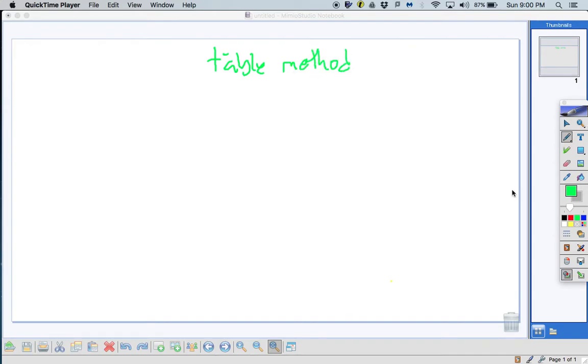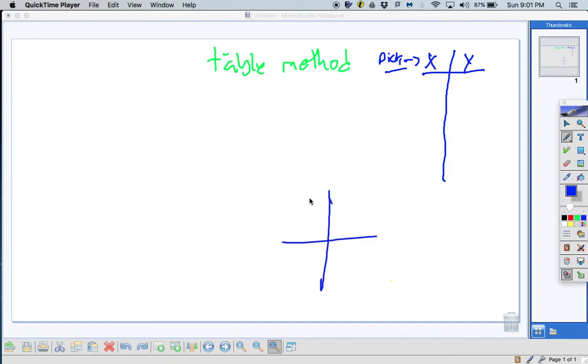It is called the table method because you're going to make a table. Typically we make a t-table, but you can make any table you want. You're just going to make a table of values, and the values you're going to want are x and y. The nice thing about the table is you get to pick the x's you want. That's your choice. You're going to put them into the equation and get a value of y. And then from those tables, we're going to graph those points on a coordinate grid, and then we will have our line drawn.